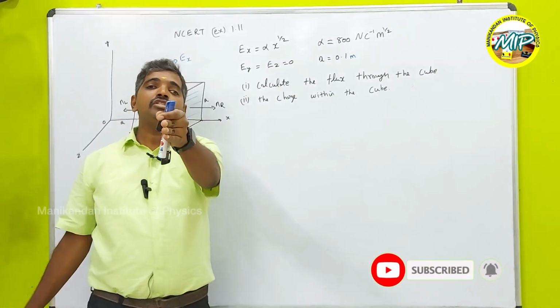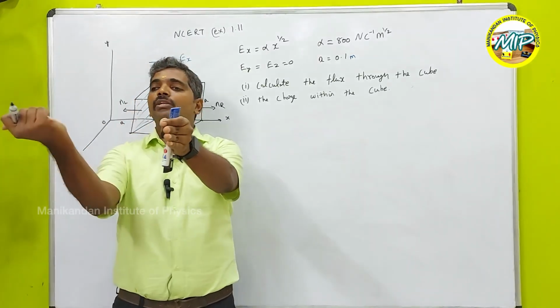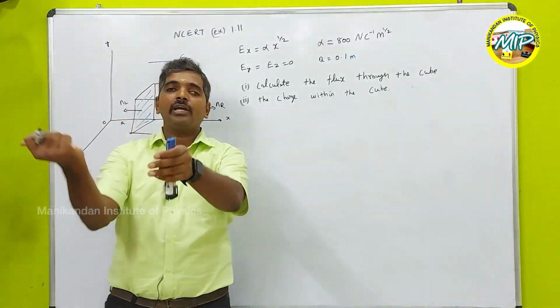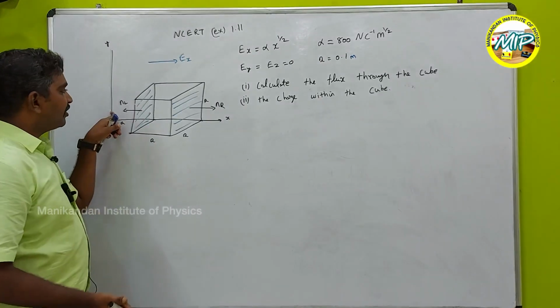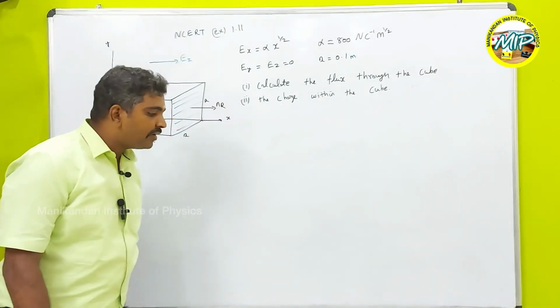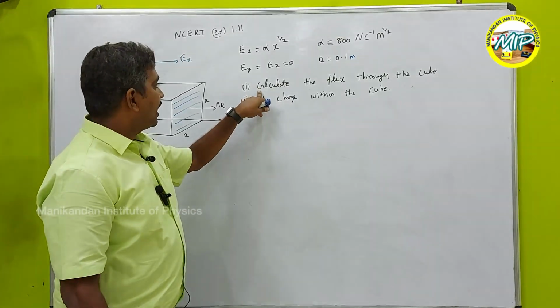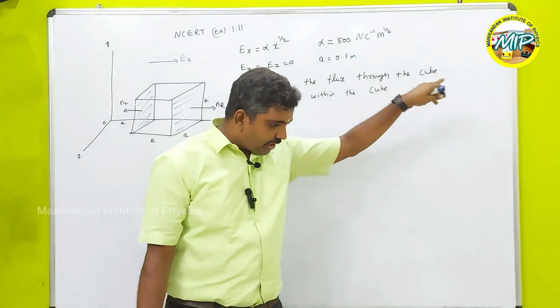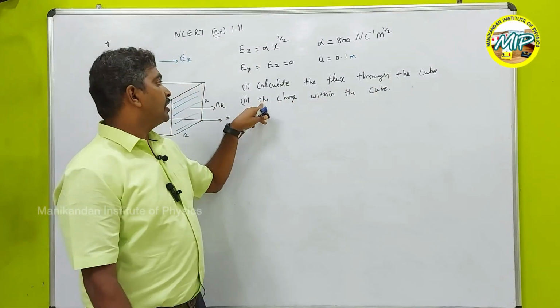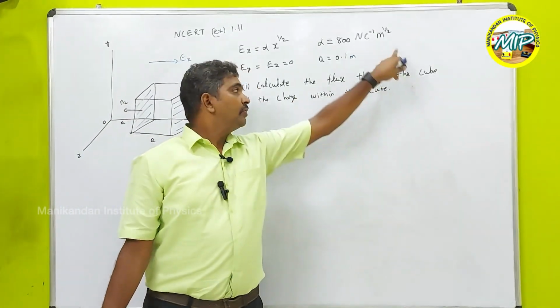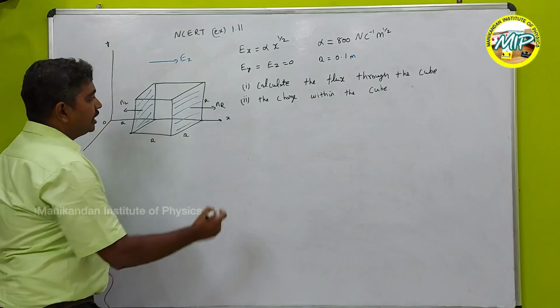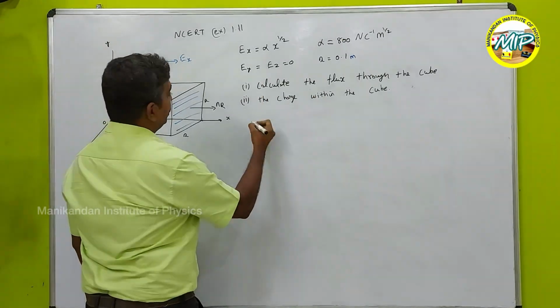If this is my cube, then in this direction we have a normal. This is my normal of the left face. This is the normal of the right face. Now my target is to find the electric flux through the cube and then the charge within the cube. First I will solve the first part, the electric flux through the cube.